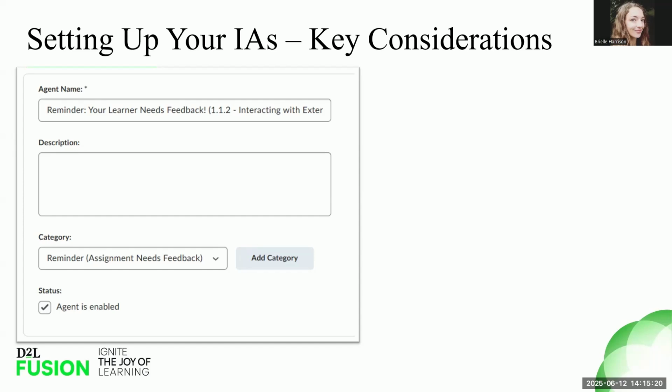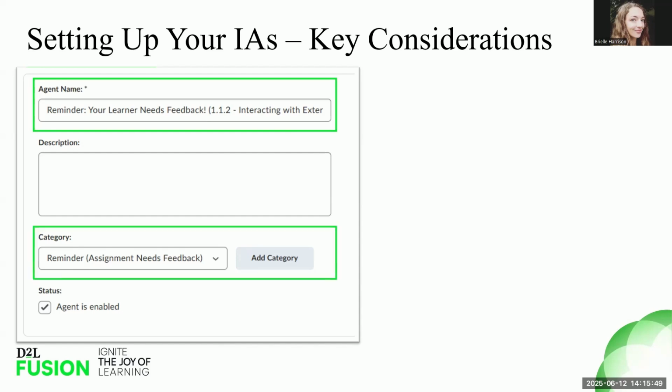As I walk through the example, I will highlight some key considerations to keep in mind when setting up your intelligent agents. The first thing you need to do when creating an intelligent agent is give it a name. When naming your IA, be specific and consistent. It's also a good idea to include the assignment title or identifier in the name to help you easily distinguish between agents when needing to make edits. Because I have over 100 intelligent agents in this course, I use categories to keep my agents organized by purpose and theme.